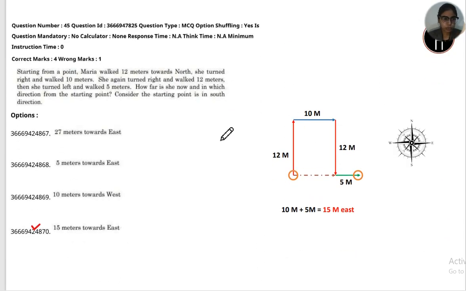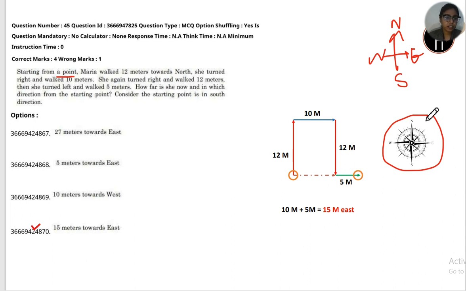Next is a numerical kind of question in which you are given a starting point. Before solving these kinds of questions, first make your direction symbols: north, south, east and west, as I have mentioned over here. You have to start from a point. Suppose this is your point. Maya walked 12 meters north. Now she has reached over here. She turned right and walked 10 meters. So till now we have reached over here. She again turned right and walked 12 meters. So now she has reached over here.